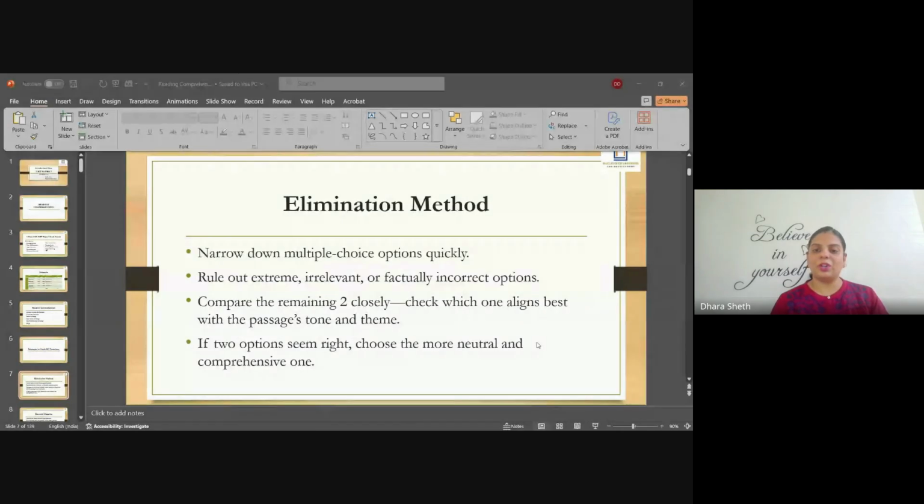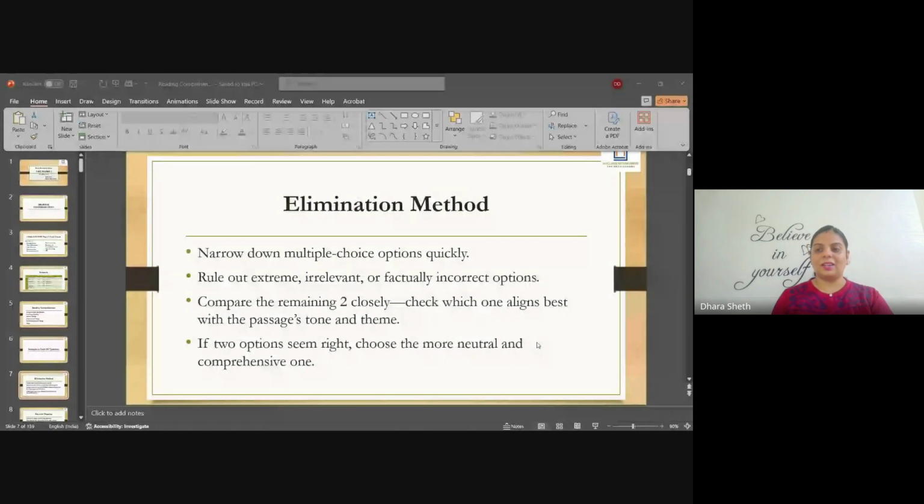There has to be one or two options which are exact opposite of what is said in the passage. Compare the remaining two closely. Check which one aligns best with the passage, tone, and theme. The options are not directly given in the passage. Probably you will need two to three different sentences. You need to understand them, comprehend them, and based on that, you need to solve the questions.